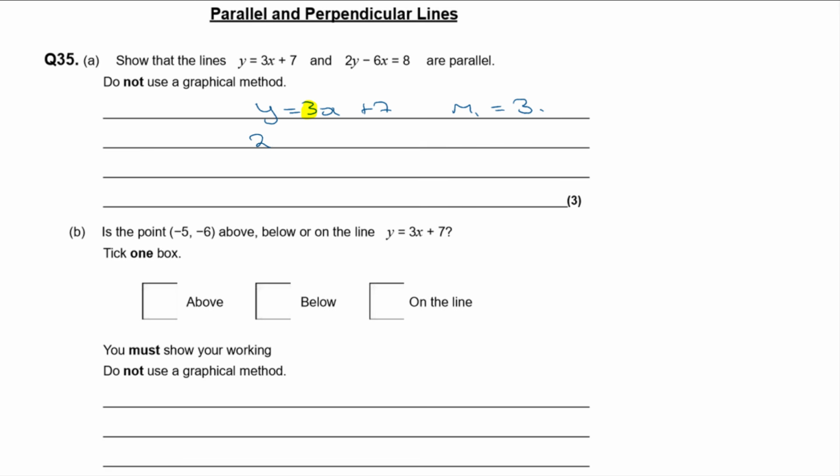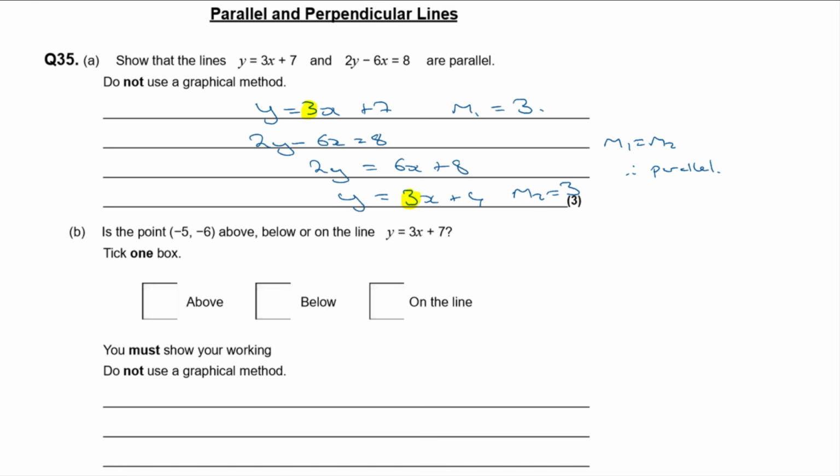And for the second equation, 2y minus 6x equals 8. Rearranging, that gives me 2y equals 6x plus 8. And dividing everything by 2, I get y equals 3x plus 4. So the gradient of this line is that value in front of the x again. So m2 is equal to 3. So I found that m1 equals m2. Therefore, they are parallel. Okay.